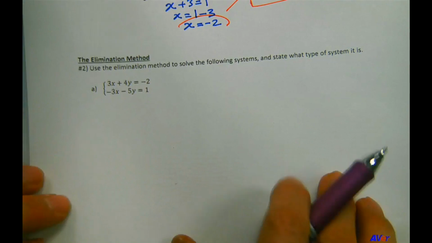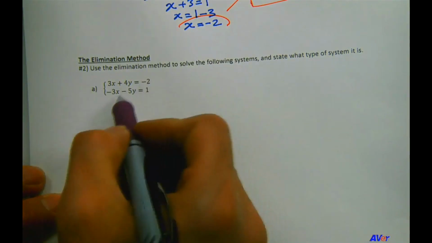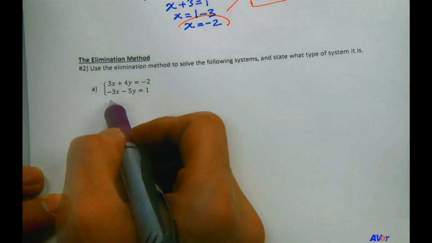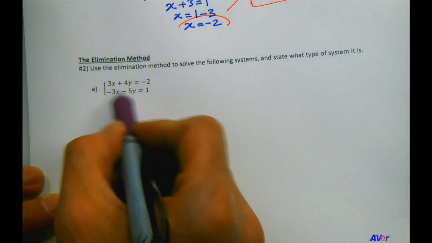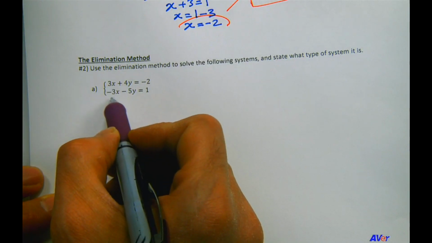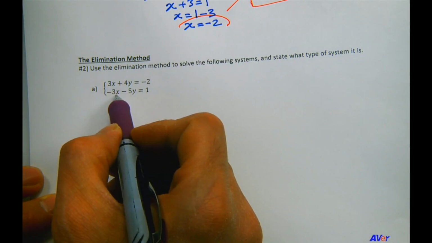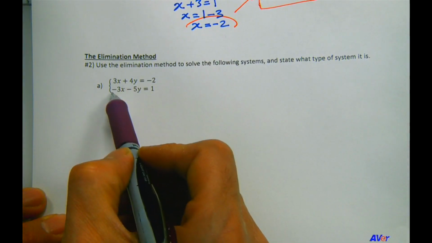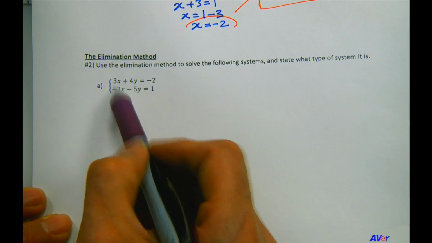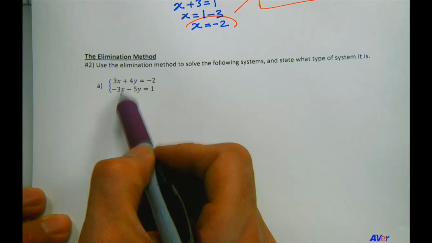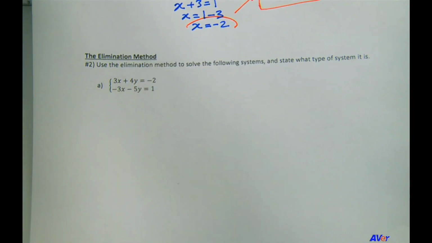It's up to us which variable to eliminate first. Eliminate the one that is easier to eliminate. For example, looking at these two equations, it looks like we can easily eliminate the x terms because their coefficients are equal and opposite already. We don't need to do anything to these equations. Just add them and we are able to eliminate the x term. So let's do that.